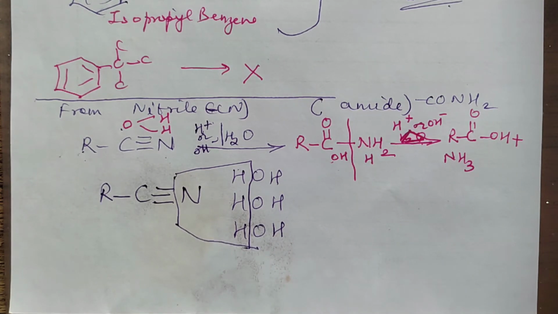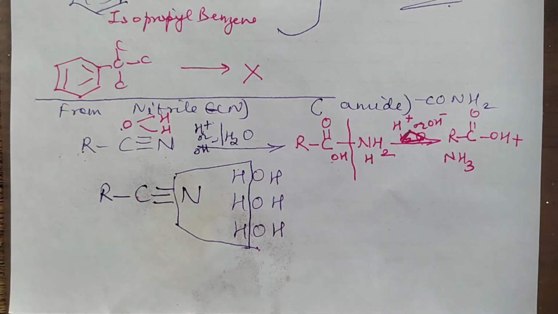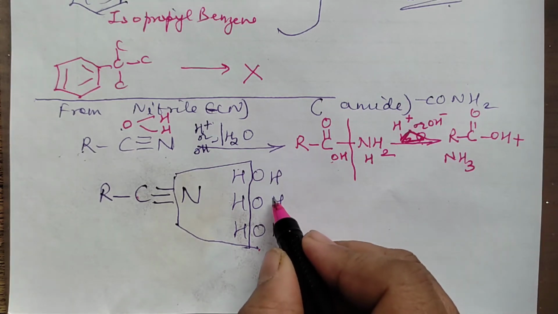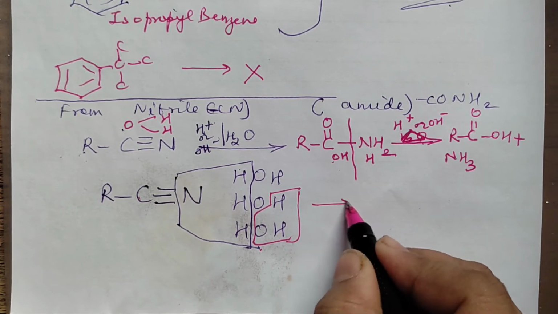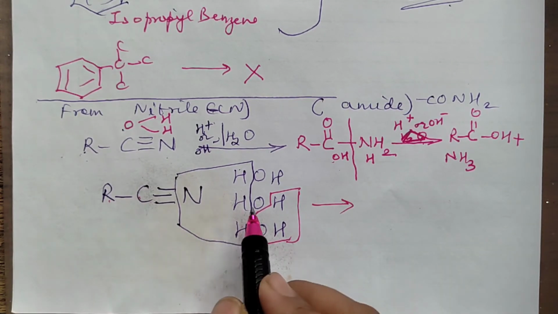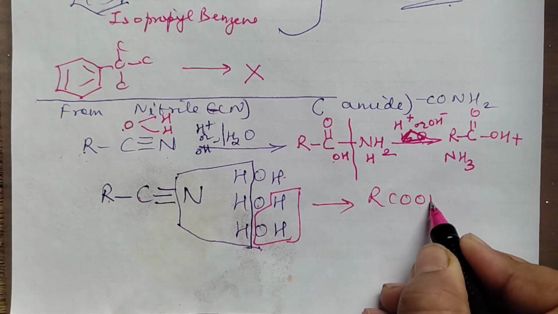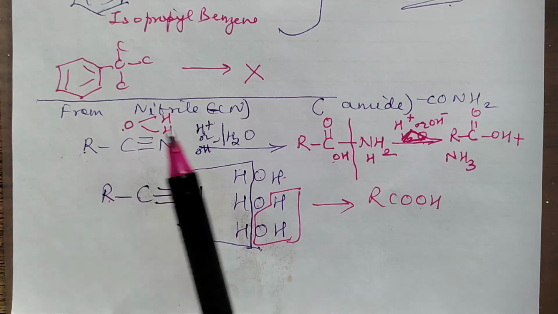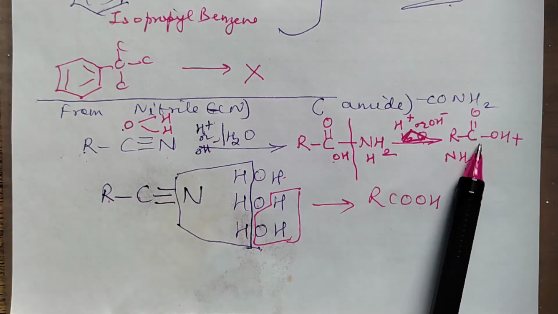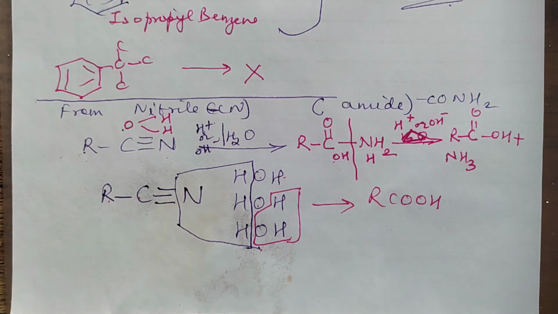This part will come out as ammonia, and on this carbon you are getting 3 OH. 3 OH on one carbon, never stable. So this water also will be lost. So what is left over? R, C, O, OH. That means you are getting acid. So how are you getting? From cyanide or nitrile, you may get acid. From amide, you may get acid. So I will take particular examples and explain.